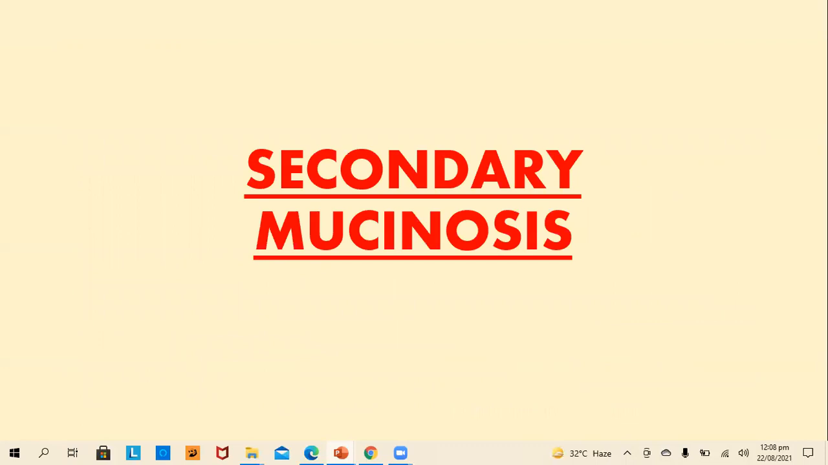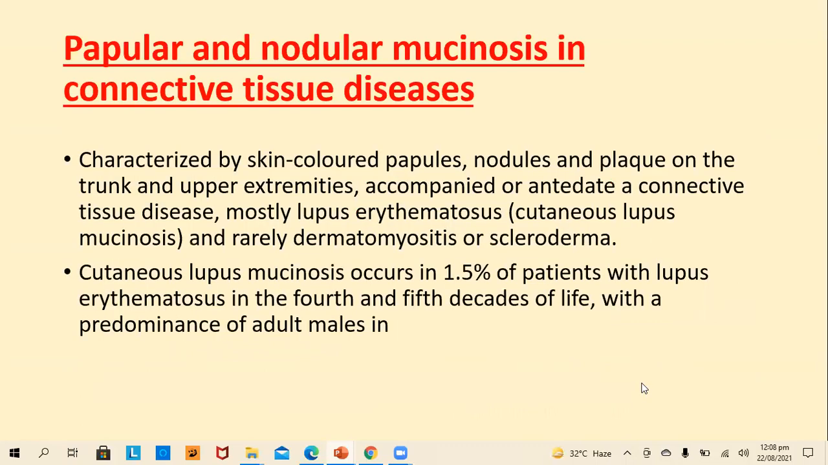Among the secondary mucinoses, we are going to discuss only one disease, that is the papular and nodular mucinosis in connective tissue disorders. The condition is characterized by skin-colored papule, nodule, or plaque on trunk and upper extremities, accompanied or antedated by connective tissue disease, most likely SLE, and rarely dermatomyositis and scleredema. Cutaneous lupus mucinosis occurs in 1.5% of patients with lupus erythematosus in 4th and 5th decades of life, with prominence in male adults.